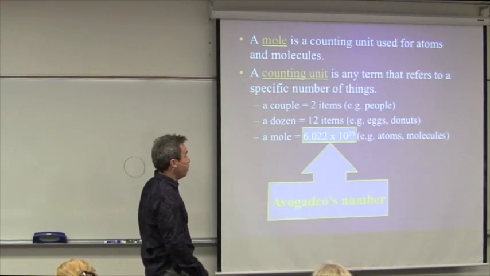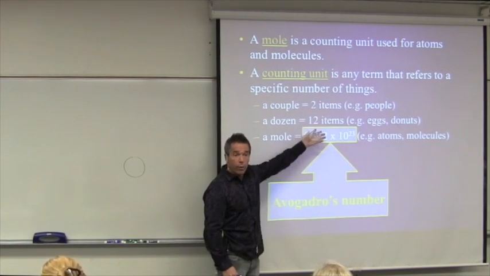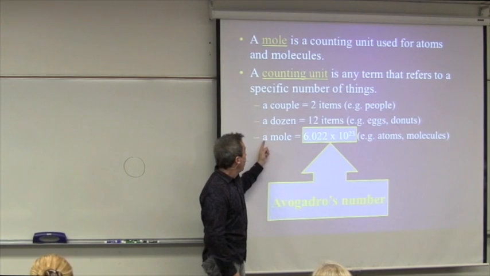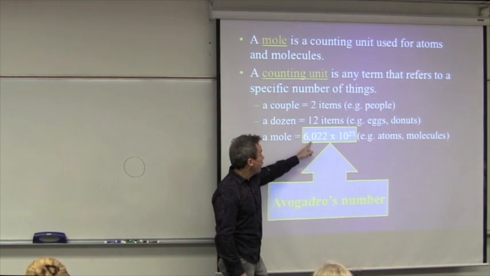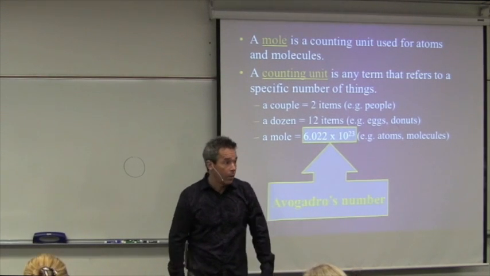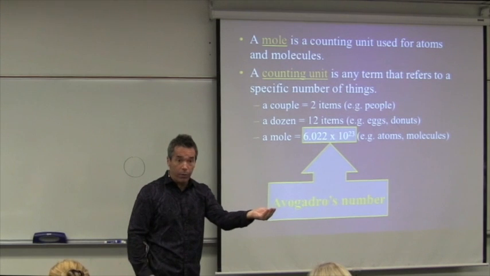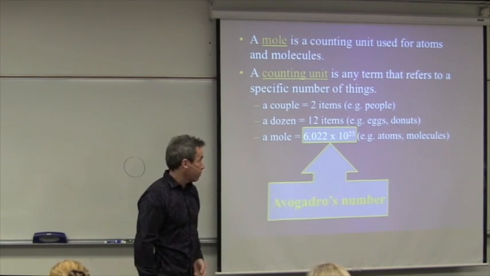Here's how many in a mole. So it's just like 1 dozen is 12, a couple is 2, a few is 3. 1 mole is this many, 6.022 times 10 to the 23rd. That's a really, really big number, but that's about the amount of stuff that would fit in the palm of your hand.